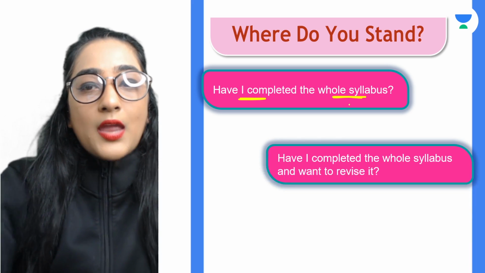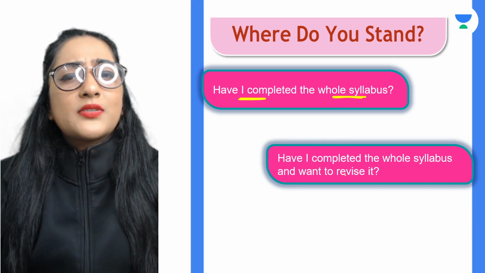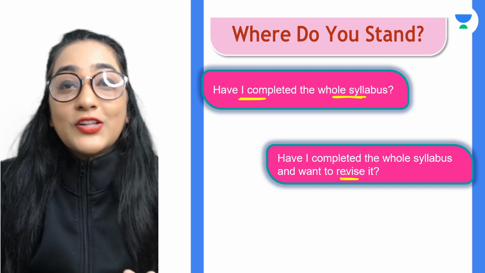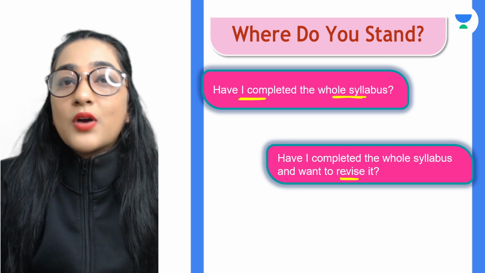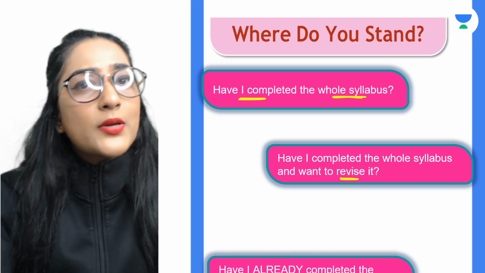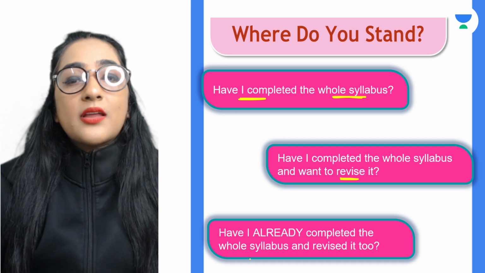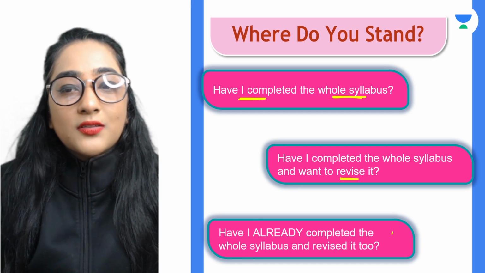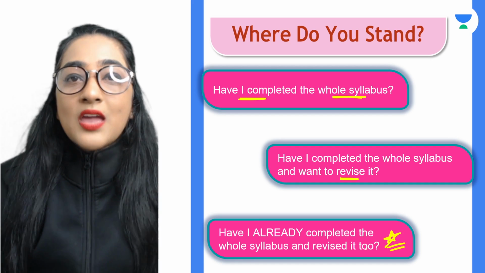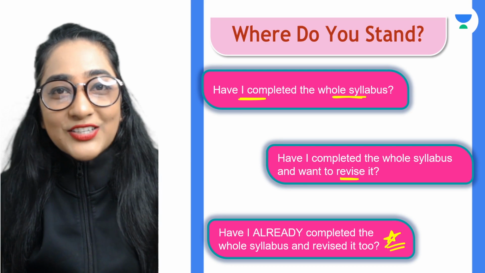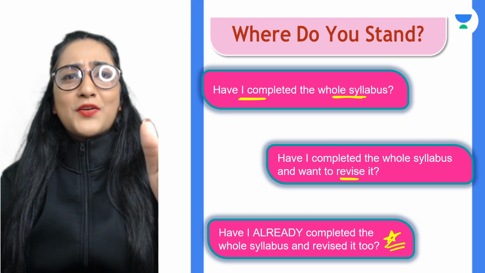All right, then, have I completed the whole syllabus and want to revise it? I think this should be the thing, okay? Because the revision thing should only be going on. You guys need to nail that. And the next question that you can ask yourself is, have I already completed the whole syllabus and revised it too? Oh my god, this is going to be the star thing, right? If you have completed the whole syllabus and you have revised it too, then you're good to go for your examination. 40 on 40 is in your hands, everybody, right?